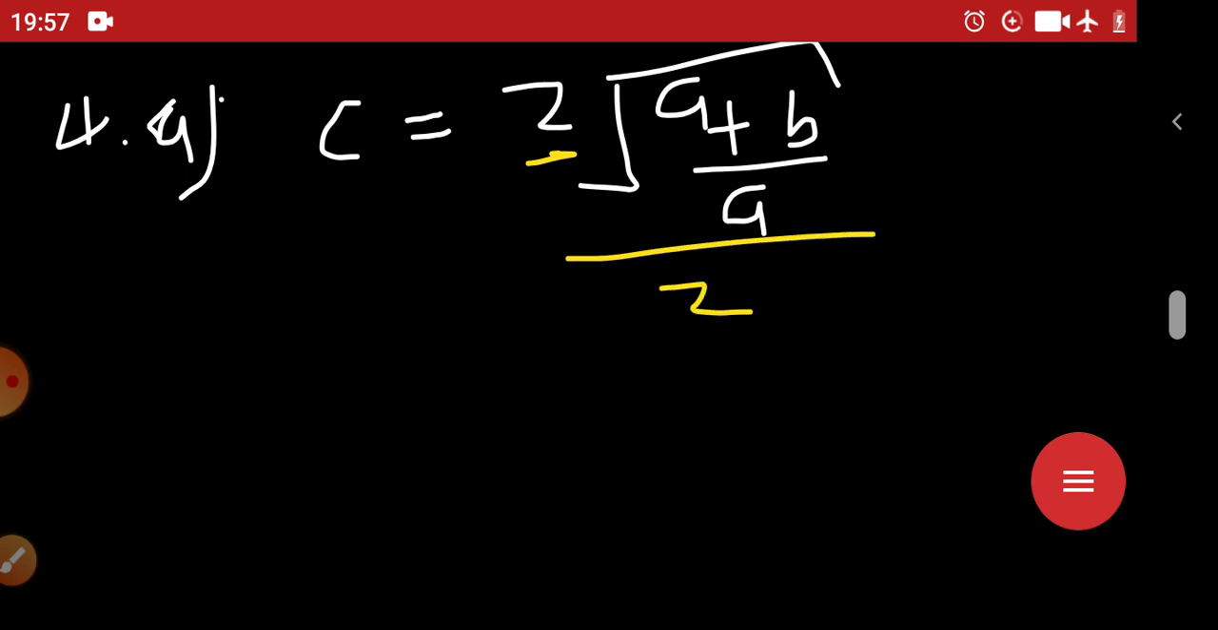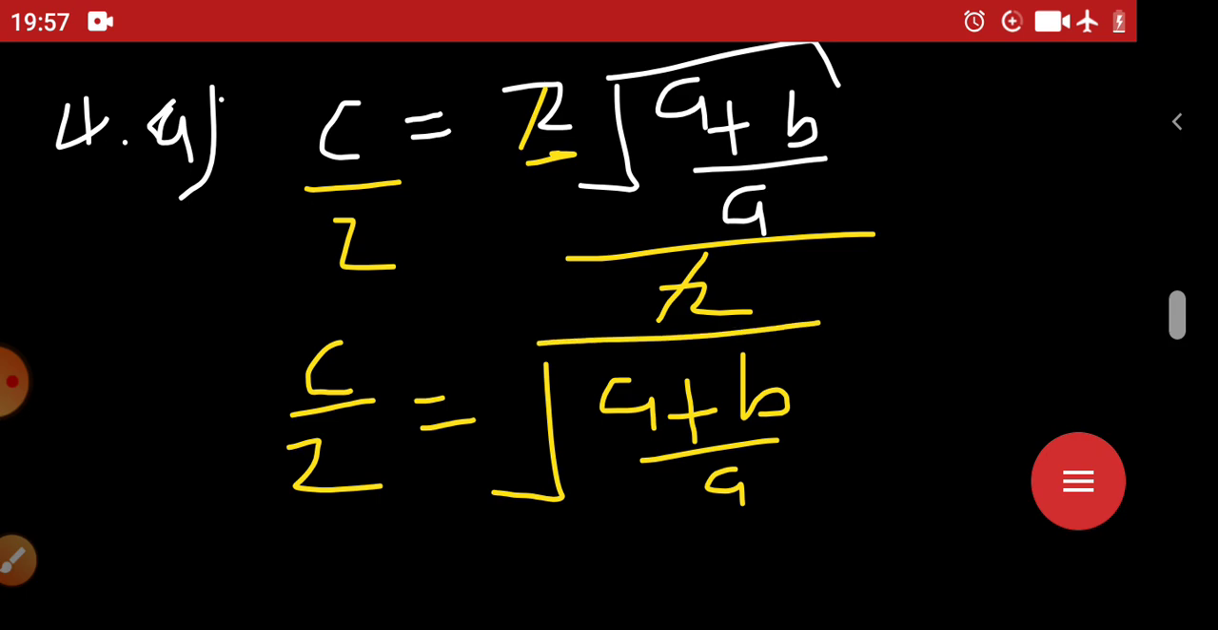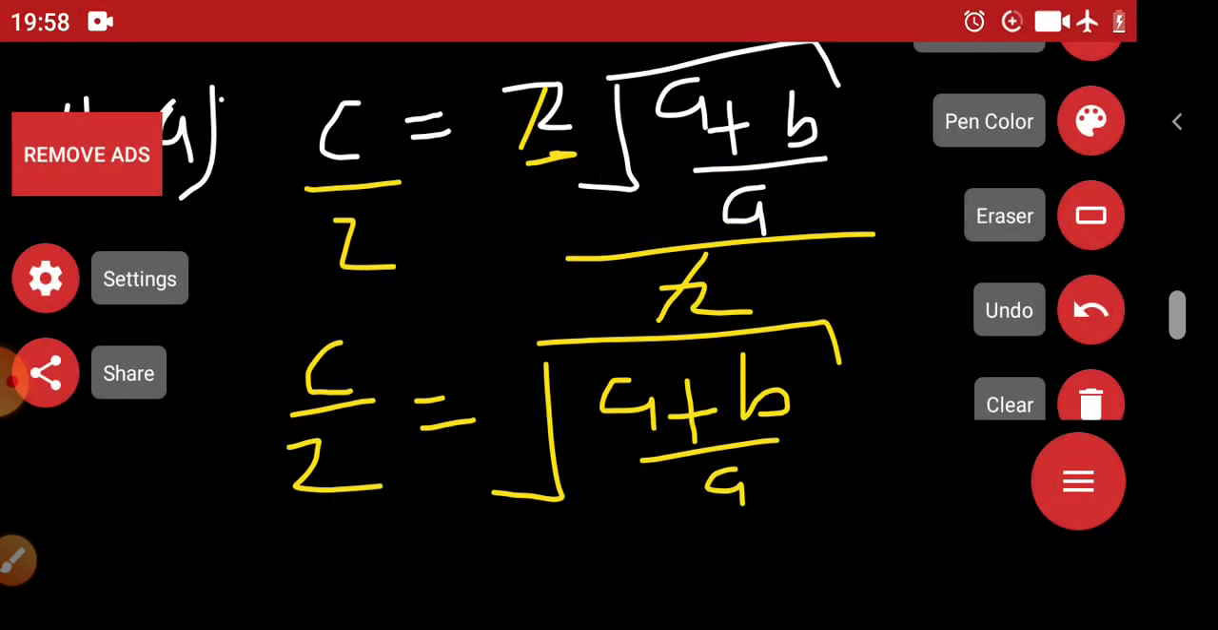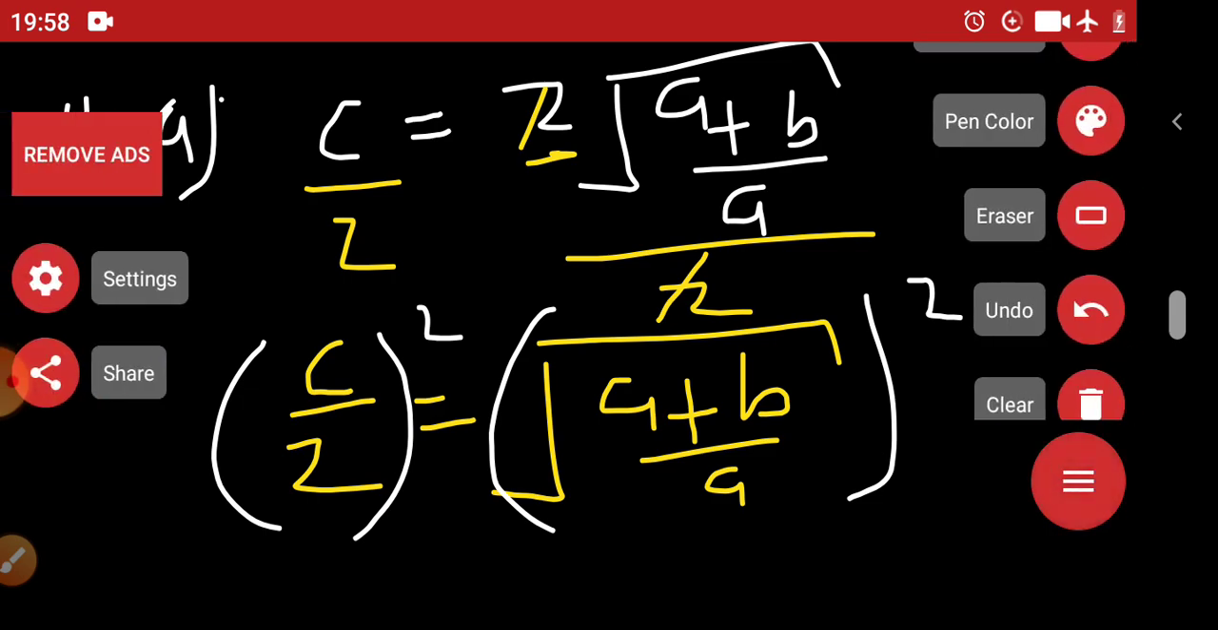We need to divide by 2 both sides, so that we have c over 2 is equal to the square root of (a plus b) over a. So how do we remove a square root? We remove a square root by squaring. So we need to square both sides. So when we square, we open a new page.